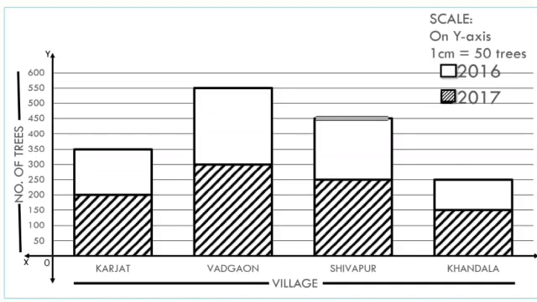But how you are going to draw that? You are going to draw a single bar. After that, you are going to see what is the number of trees planted in the year 2016 and 2017. So in the year 2017 was 200. So you will mark 200 and you will show that with the mark that you have shown in that key, and the rest will be your trees planted for the year 2016. In the same manner, you will go for Vadgaon, Shivapur and Khandala.